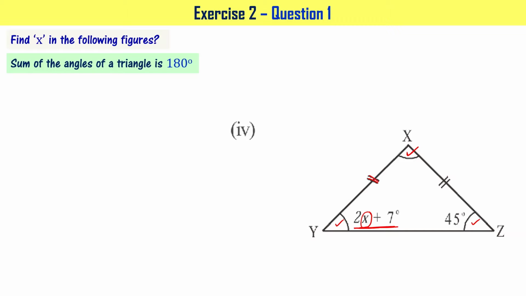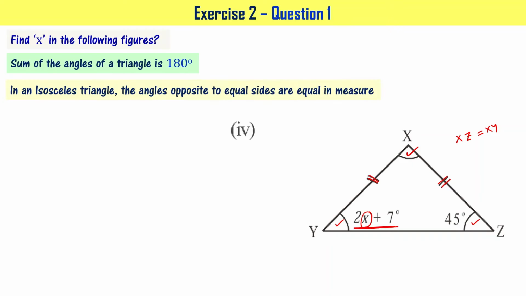You look at this. It means line xz is equal to line xy, right? It means two sides of this particular triangle are equal. When two sides of a given triangle are equal, you say that triangle is an isosceles triangle, right? Quickly recall one property of an isosceles triangle: angles opposite to equal sides are equal in measure. In an isosceles triangle, the angles opposite to equal sides are equal in measure.